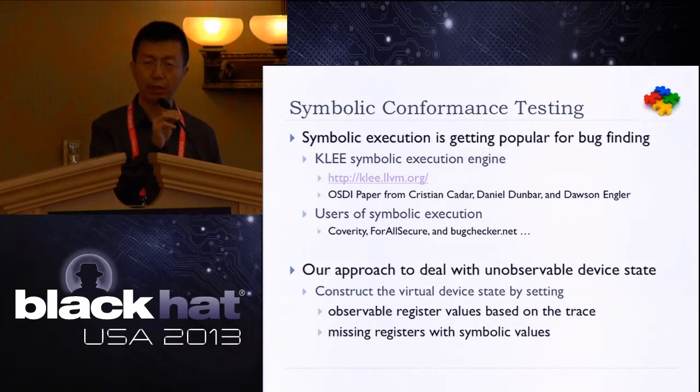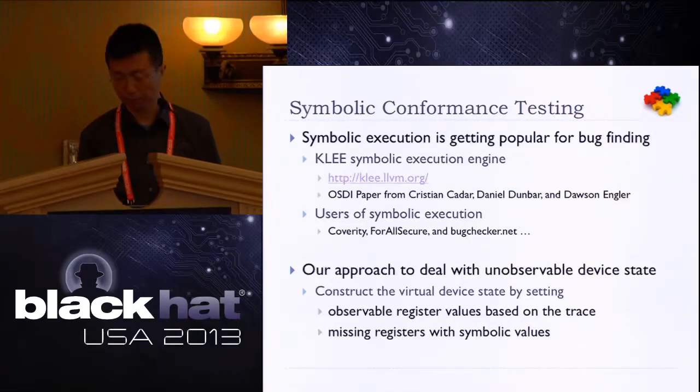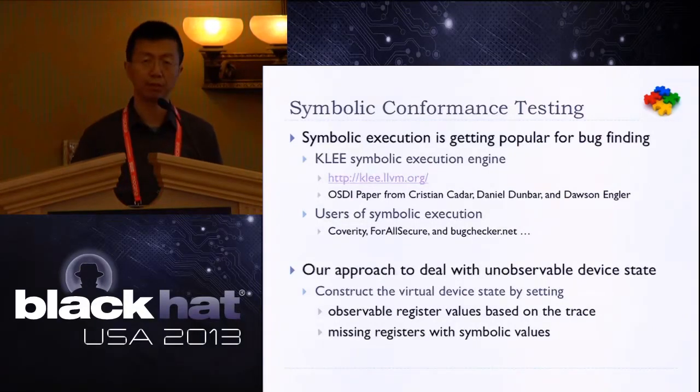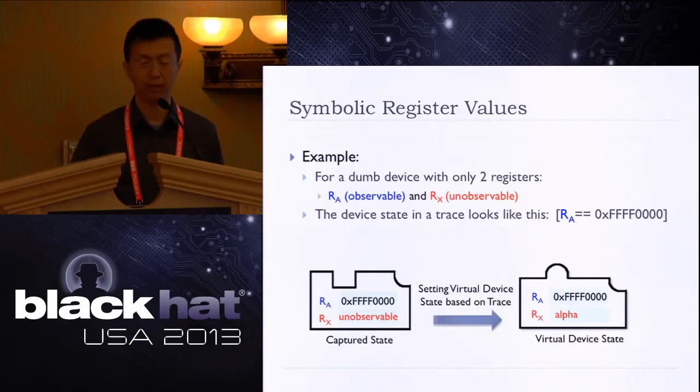What we are doing is applying symbolic execution on hardware, for physical versus virtual comparison. The approach is that if we have the real value, we simply assign those values to the virtual device. If we don't have the real value, we put in a symbolic value. Now, how does that work? Let's go back to my simple example. This time, I changed the hardware a little bit.